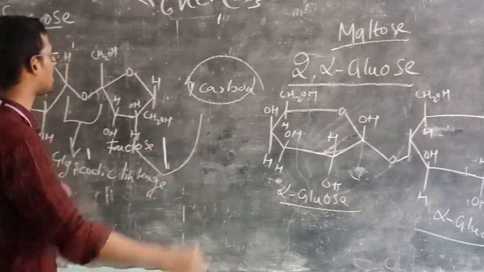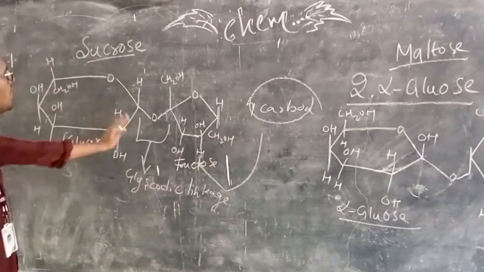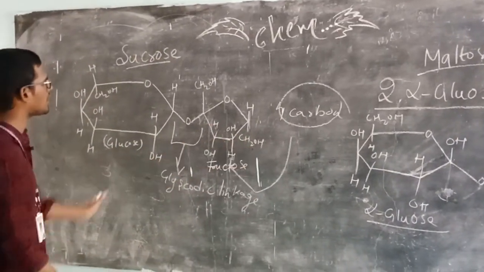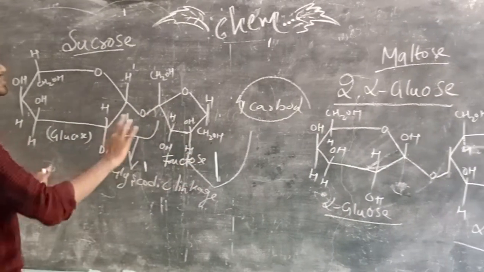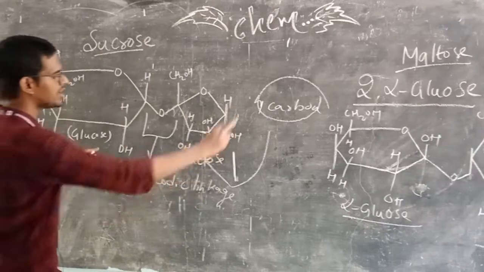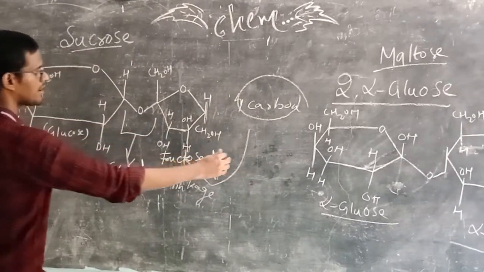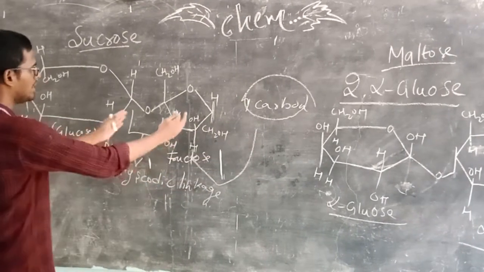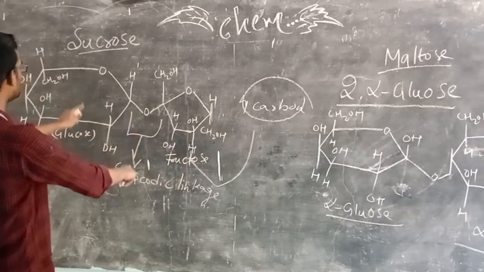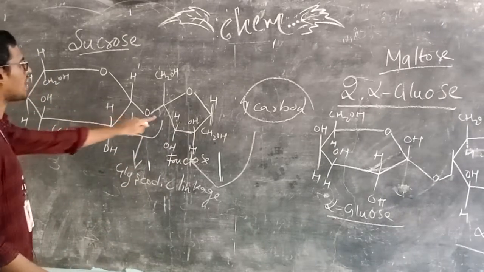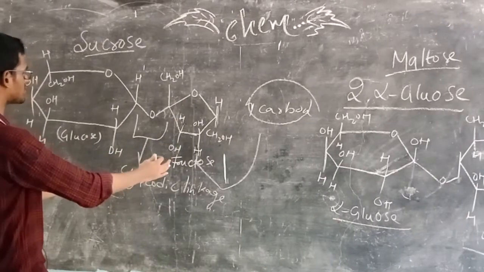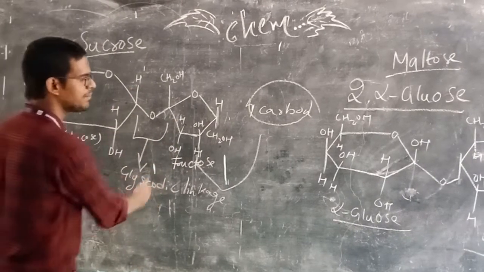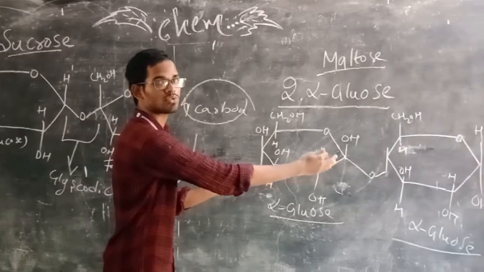Now we are going to compare these two structures. The only difference between these two structures is that the formation of the bonds is the same, but the structure is different. Here glucose, here alpha glucose. The structures are the same, but their naming is different. Here fructose is bound together, where the 2 carbon and 4 carbon bonded, which is called a glycosidic bond. The same happens between two alpha glucoses.